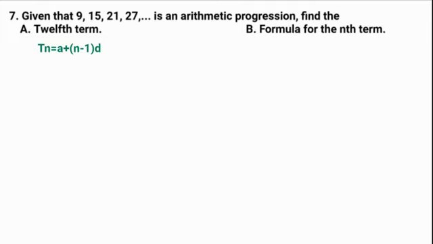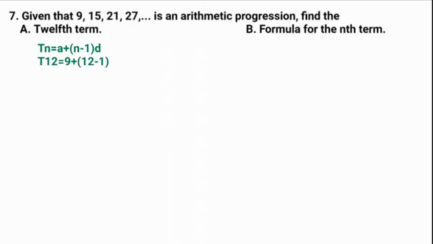Okay, so in this question we are asked to find the 12th term. So we're going to write T12 is equal to A. A stands for the first term in the sequence, which is 9. So where there is A, we're going to put 9, then plus, then n stands for the position of the term, which is 12. So where there is n, we're going to put 12, then minus 1 multiplied by d. So what is d? D is the common difference, the difference between the next term.